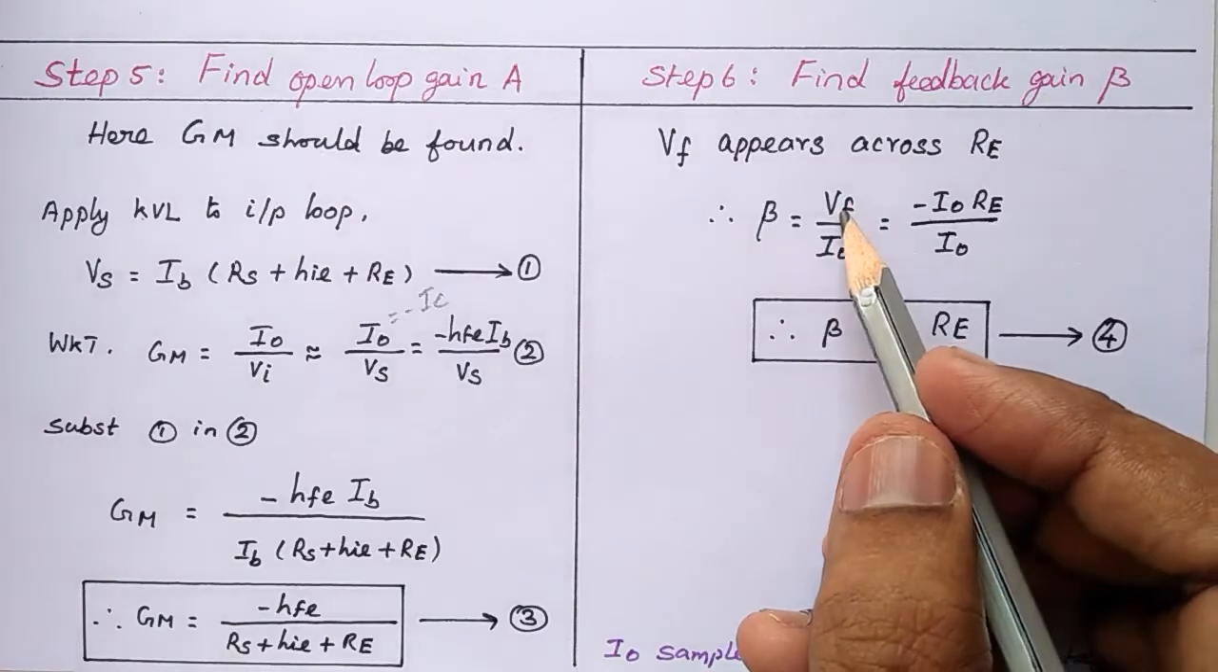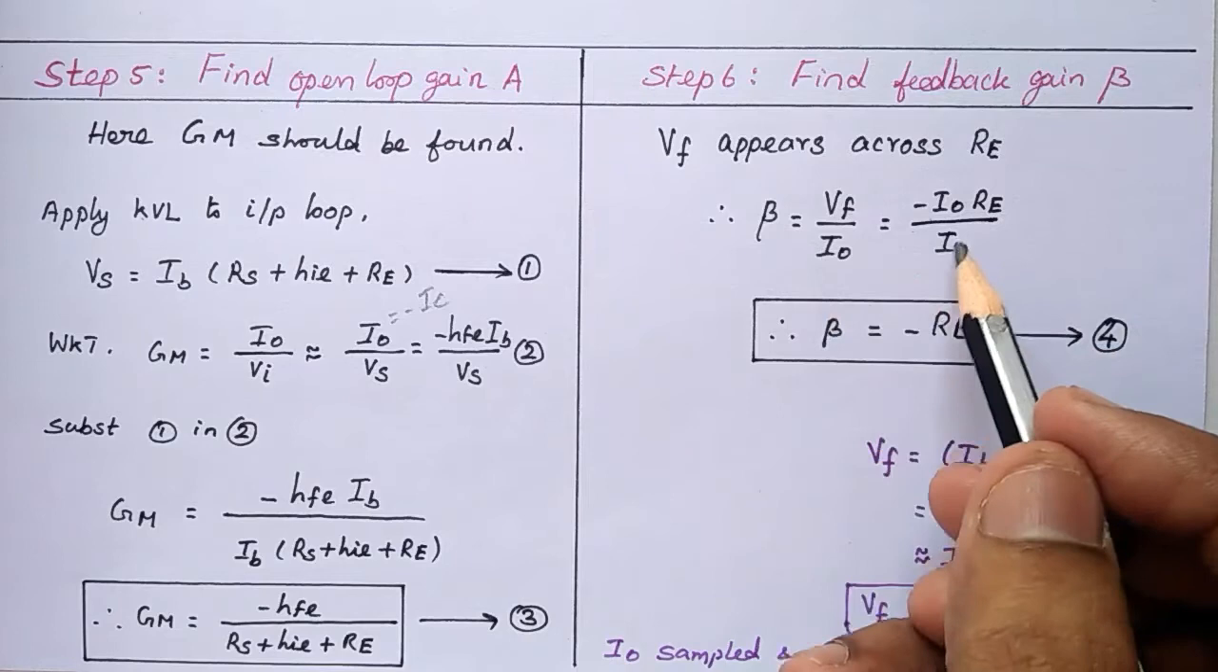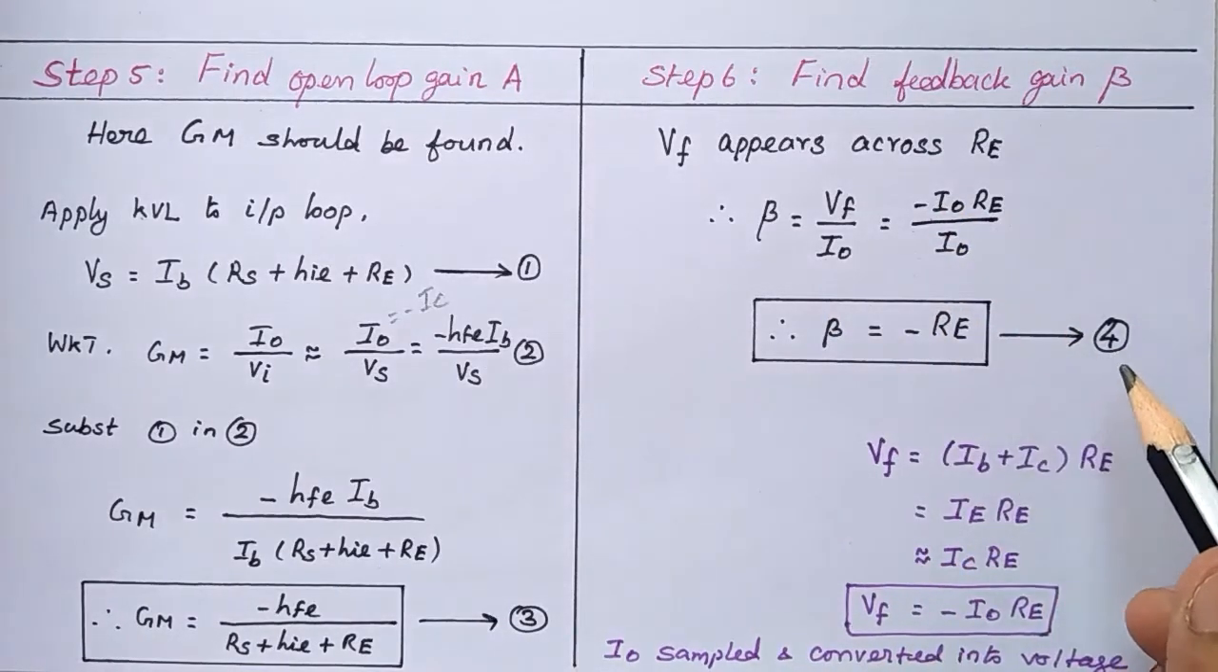So what is Vf? Vf is nothing but minus I0 into Re. By remaining I0, we get cancelled, and beta becomes minus Re. So this will be equation 4.